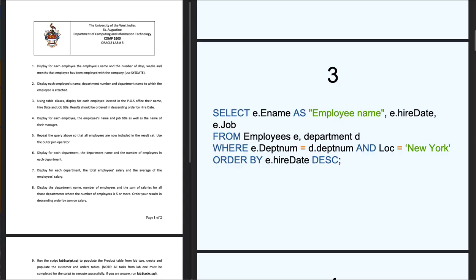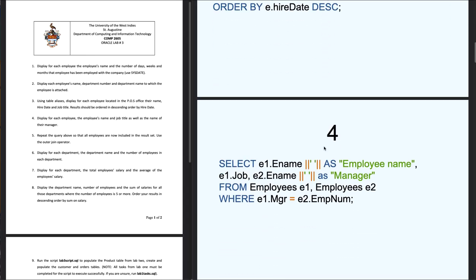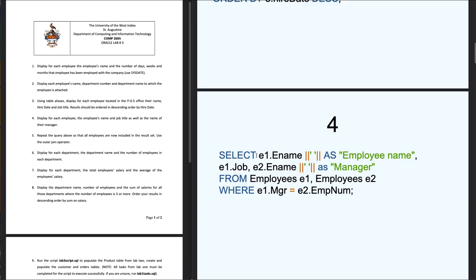Question 4. Display for each employee the employee's name and job title as well as the name of their manager. Let's take a look at the answer. Select e1.ename as employee name, e1.job, e2.ename as manager from employees e1, employees e2, where e1.manager equals e2.empnum.